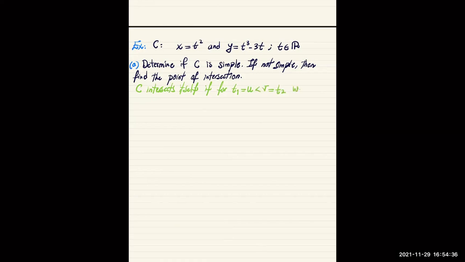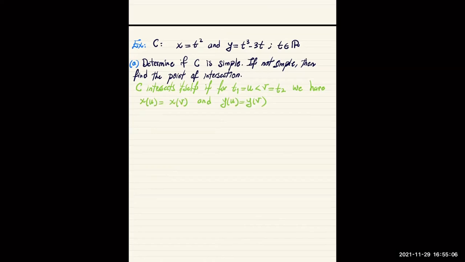We get x at u equal to x at v. That gives us one equation, and y at u is equal to y at v. This gives us a second equation. Okay, we have two equations and two unknowns. u and v are two unknowns. Okay, so let's set up this equation. Let's call that equation number 1.